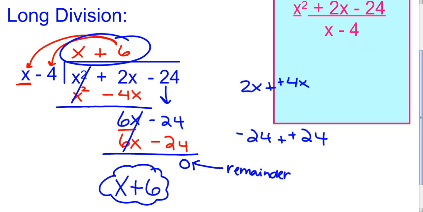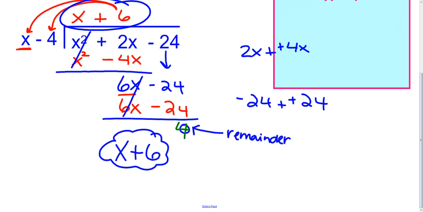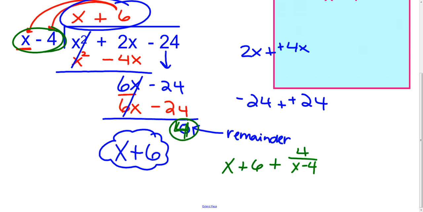Okay, if you had a remainder, so let's say that this number came out to be 4 right here, then your answer, and it doesn't, but if it did, then your answer would have to be x plus 6 plus 4 over whatever you divided by. Okay, and I divided by x minus 4. So if you had a remainder right here, that's how you would handle it. You would take that number over what you divided by as your remainder. So this part right here, that whole thing would be your remainder if that's what happened to you.